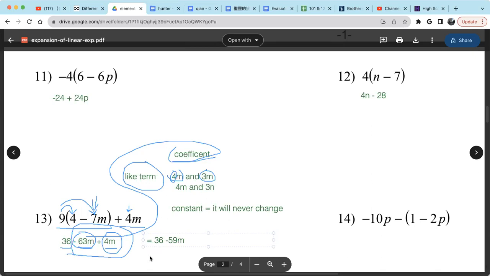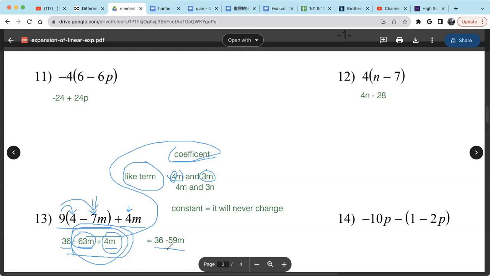So we get a minus 59m. We have combined the two like terms. We have combined negative 63m with 4m. So those two become negative 59m. So in the end, 13 is simplified as 36 minus 59m.